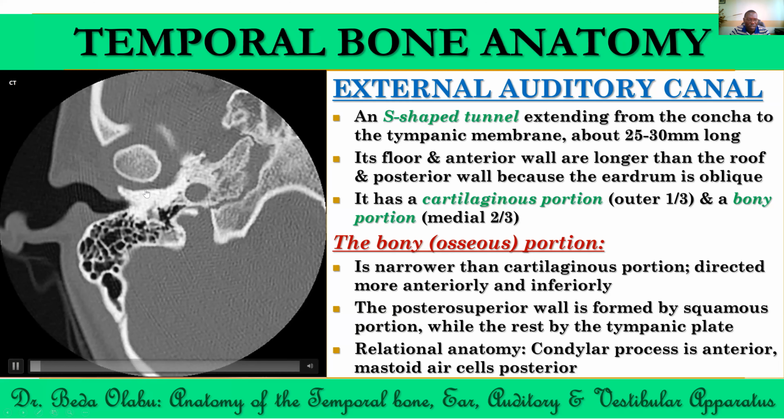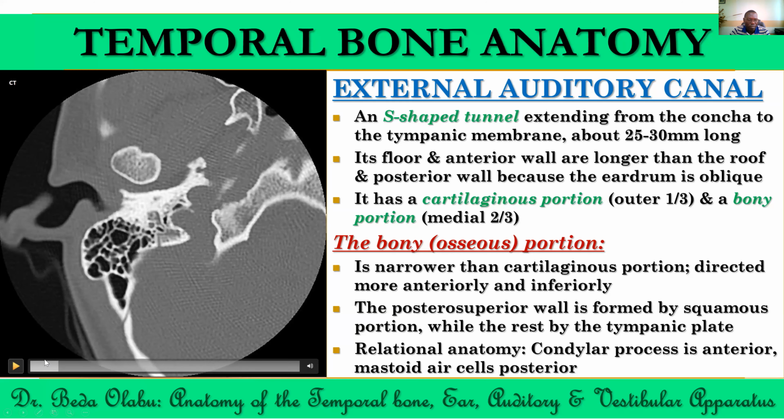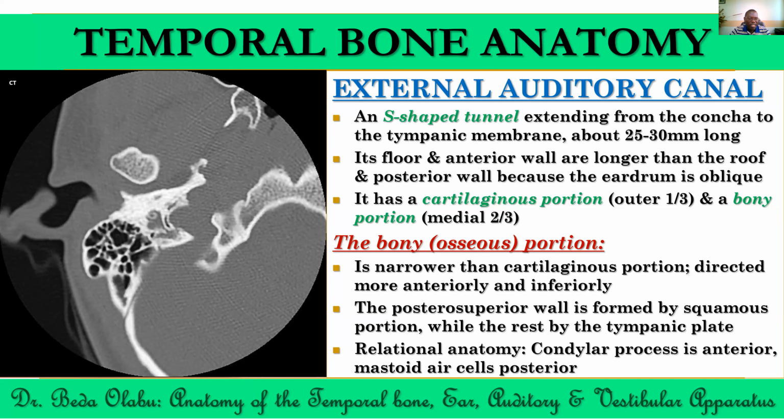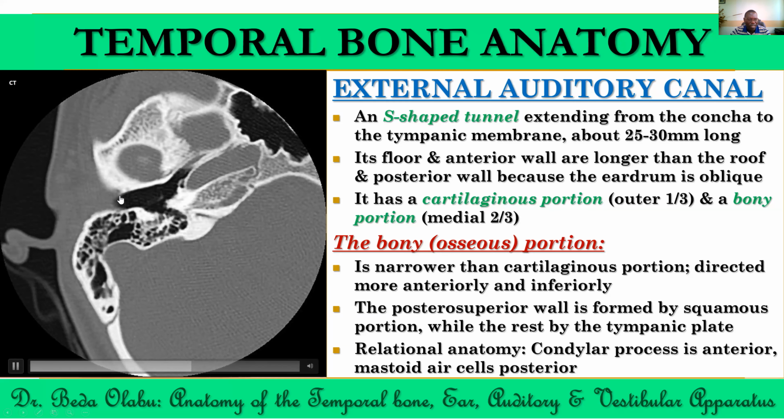Look at that here. So this is the external auditory canal. Let's start that again. It's running so fast. So this is the external auditory meatus or canal. This is the condylar process of the mandible. So this is the temporomandibular joint, and this is the mastoid air cells. So mastoid air cells are posterior, and the temporomandibular joint is anterior. Those are important relational anatomy for the external auditory meatus. You can also appreciate the curvature of the external auditory meatus there.